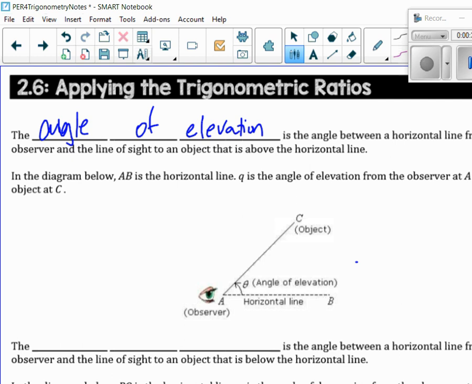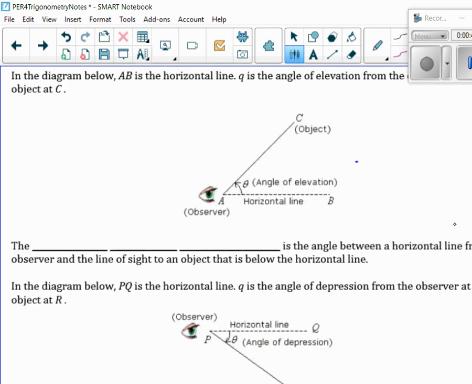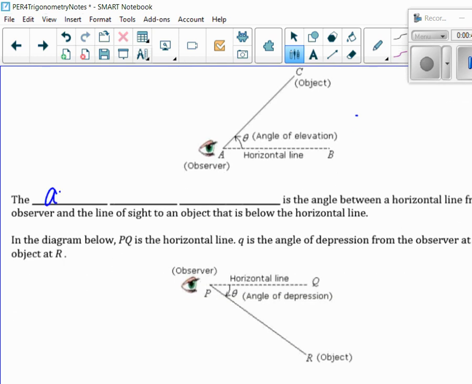So now if I look the other way, if I happen to be up on, say, a cliff and I'm looking down, guess what that's called? The angle of depression. It sounds sad, but it's just you're looking down, so it's depressed. It is the angle formed between the horizontal line and the observer and the sight line that's below the horizontal line. So depression is below the horizontal line. Angle of elevation is above the horizontal line. So just some terminology so you know.